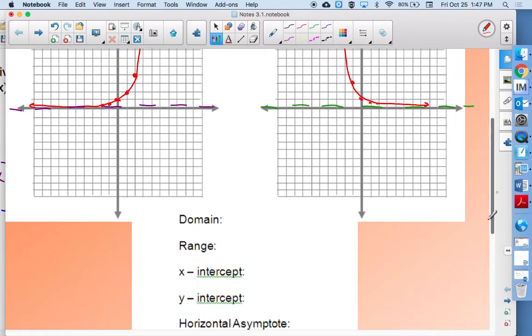So Quinn, I'm going to pick on you. What's the domain? For the first one, both of them. I think they have the same domain. Left and right, negative infinity to infinity.